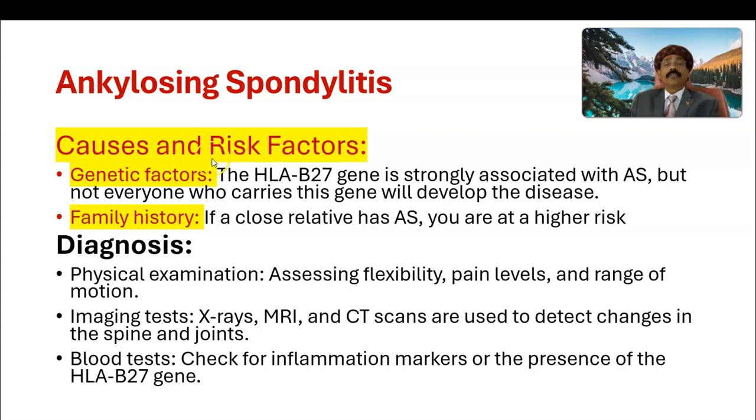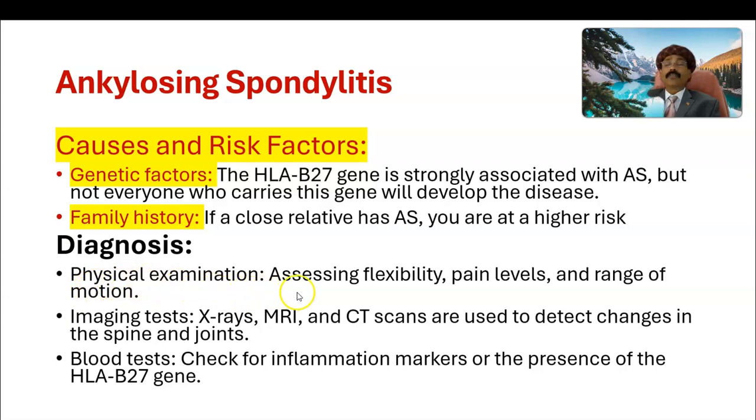What are the causes and risk factors? Genetic factor: the HLA-B27 gene is strongly associated with ankylosing spondylitis, but not everyone who carries the gene will develop the disease. Family history: if a close relative has ankylosing spondylitis, you are at a higher risk.